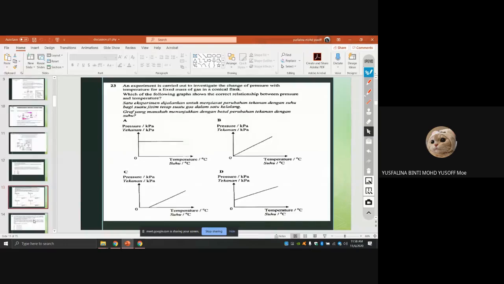Okay, an experiment is carried out to investigate the change of pressure with temperature for a fixed mass of gas in the conical flask. So this one is pressure against temperature, which is actually Pressure's law. You can see the x-axis is in degrees Celsius, so the graph should be increasing linearly. So number 23, the answer is D. Alright, next one.